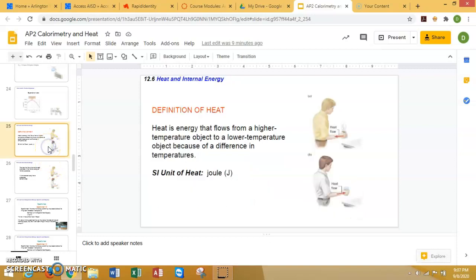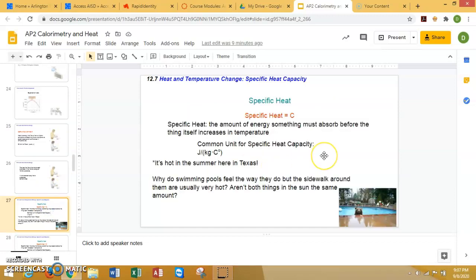Okay. You need to remember that heat is really energy. The symbol is Q. It's measured in joules. There you go. We're going to be talking about something called specific heat. Specific heat is the amount of energy that something needs to absorb before it itself gets hot. And the example I had is you'll see pools, and of course people love being in pools, and that's because pools feel good, because water feels good, right? This sidewalk right next to the pool is probably very hot. People do that hot sidewalk dance where they run, and then they jump into the nice cool pool.